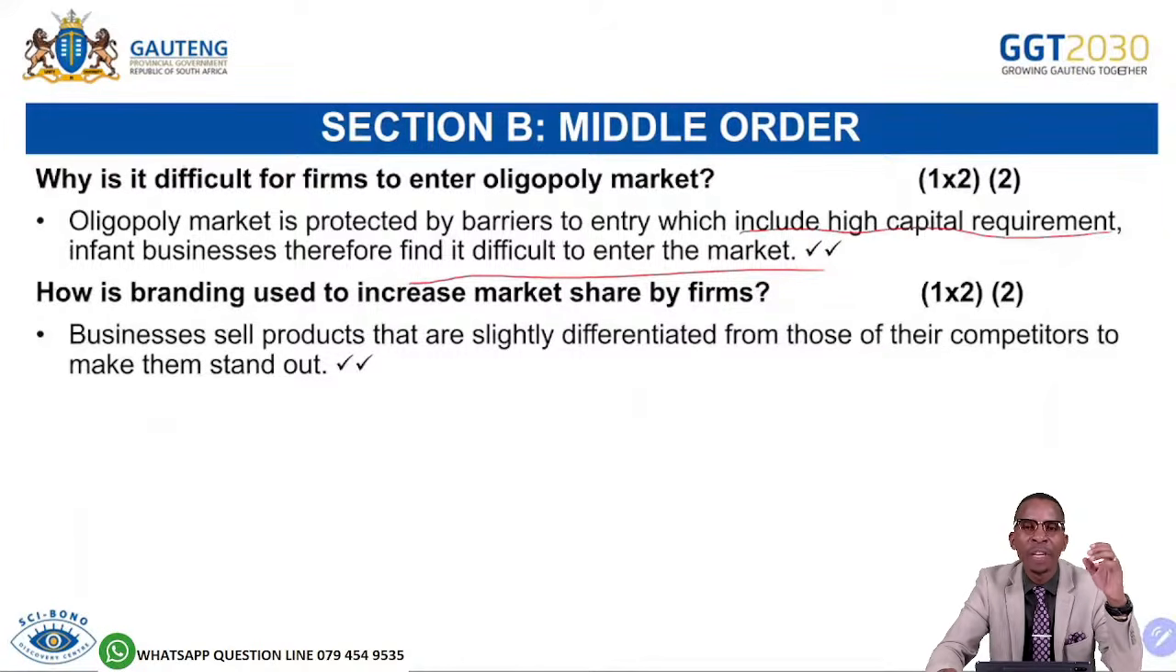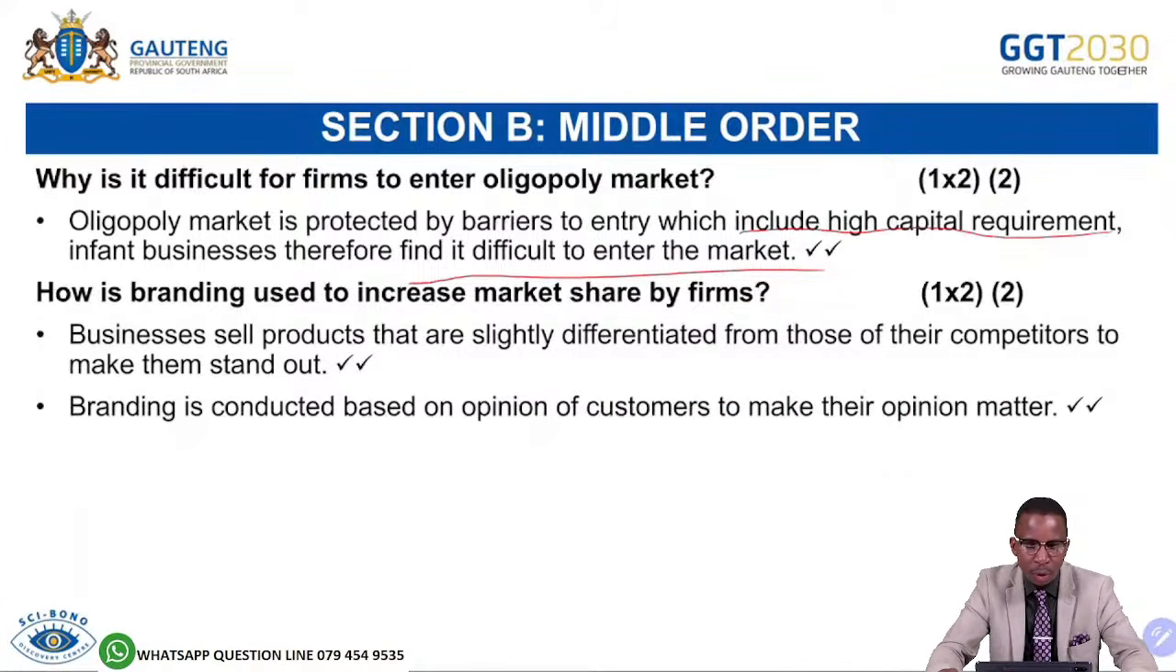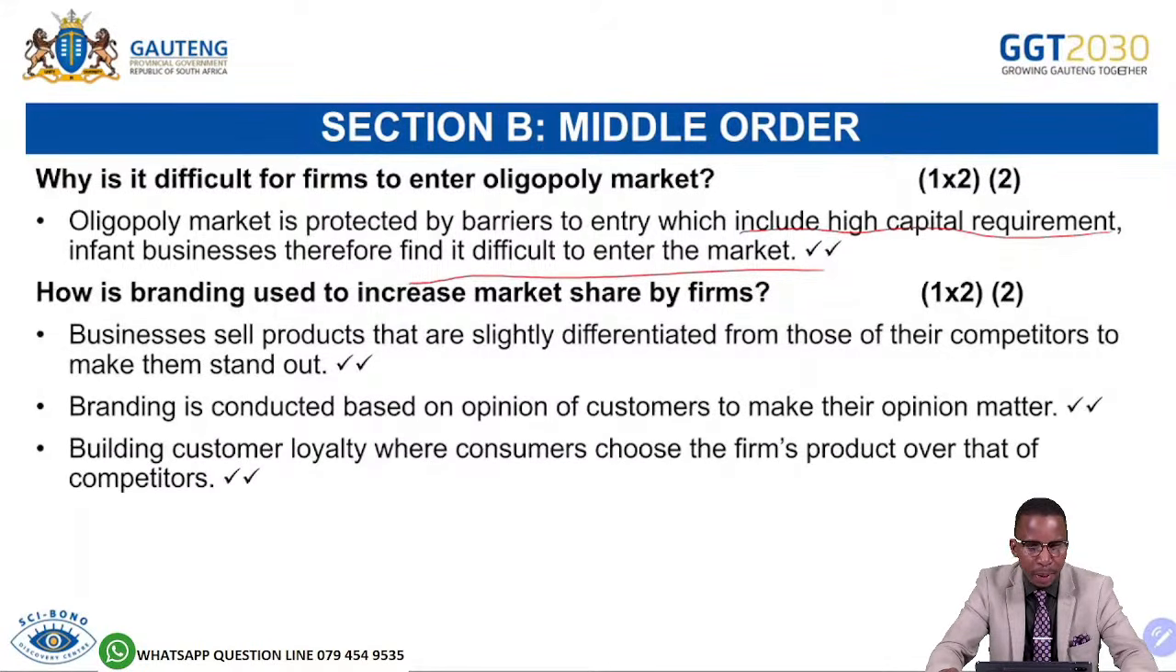Some people are very much orientated when it comes to the brand. They choose their own brands carefully. Then they can even go a long way. They can fight for the brands that they have chosen as consumers. So branding is conducted based on the opinion of consumers, to make their opinion matter. It builds customer loyalty, where consumers choose the firm's product over those of other competitors.